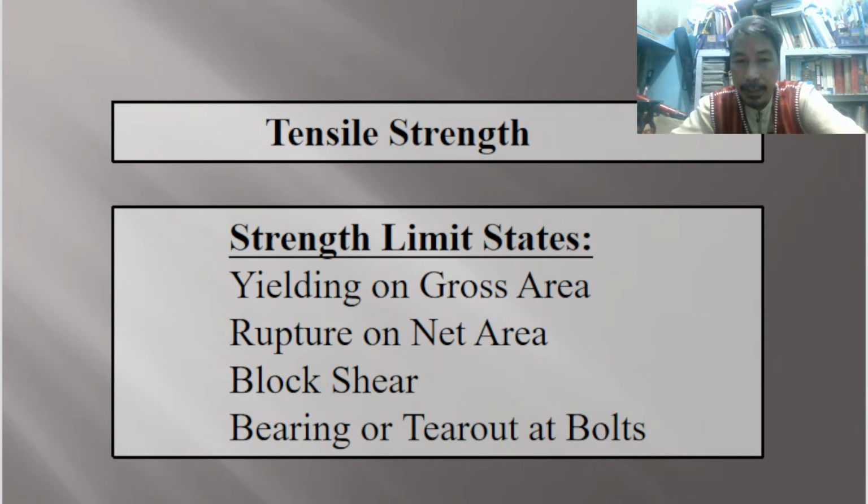Then number 3, block shear. That is also a tensile strength limit state. And number 4, bearing or tear out. Tear out is pronounced as two words, tear and out. Tear out at bolts. So there is tearing out at bolts due to bearing. All of those 4 are also given in the board exam, and they are also usually found in actual practical application.